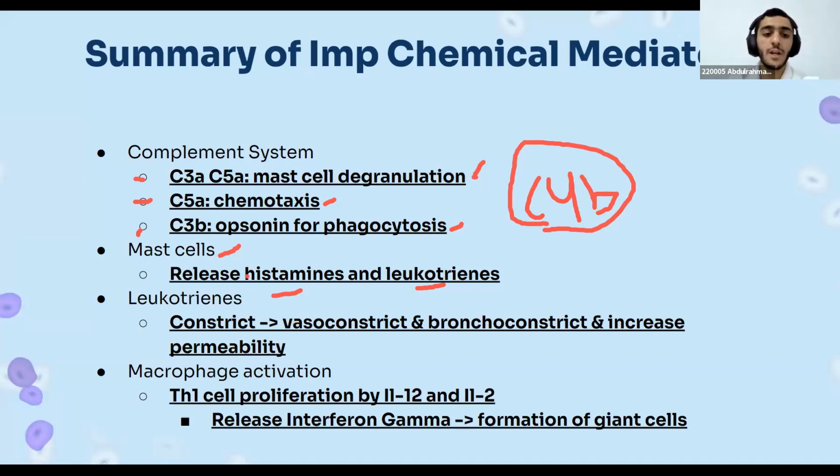Okay, so leukotrienes. The way I remember leukotrienes is that they are responsible for constricting everything. So constricting the blood vessels and the bronchioles of the lungs, so bronchoconstriction and vasoconstriction. And leukotrienes are responsible for constricting the endothelial cells. If this is the muscle right here, and this is an endothelium, this is an endothelium, when you constrict it, you're making it shorter, so you have more space for permeability. Now there's increased permeability. So always associate leukotrienes with constriction.